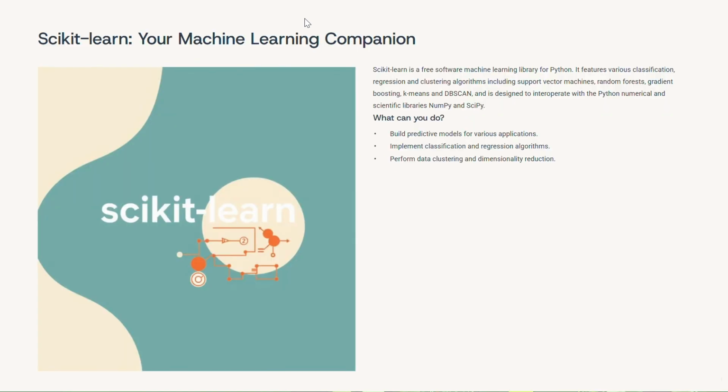Scikit-learn. Scikit-learn is a free software machine learning library for Python. It features various classification, regression, and clustering algorithms, including support vector machines, random forest, gradient boosting, k-means, and DBSCAN. And it is designed to interoperate with Python numerical and scientific libraries like NumPy and SciPy.